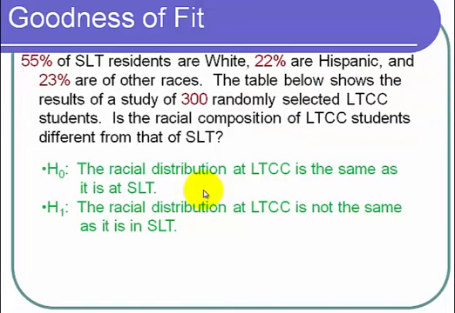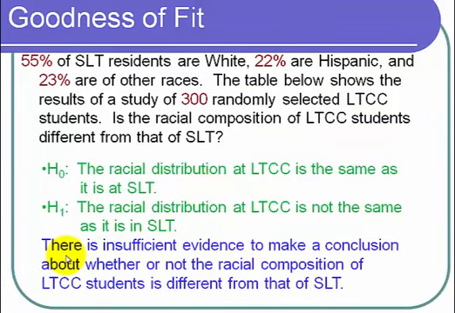Okay, so here's the PowerPoint, and here's how we make our conclusion. What we can say is there is insufficient evidence. Remember, our p-value is about 0.09, too big, so that means insufficient evidence to make a conclusion about whether or not the racial composition of LTCC students is different from that of South Lake Tahoe.